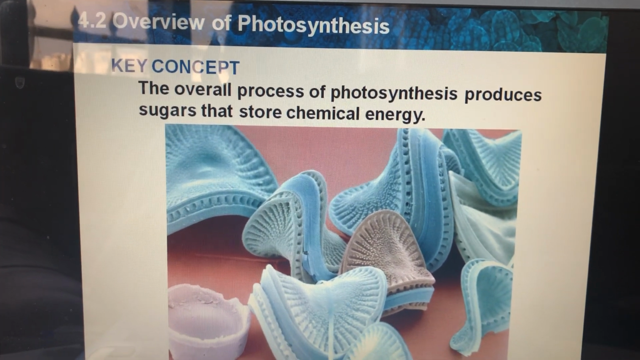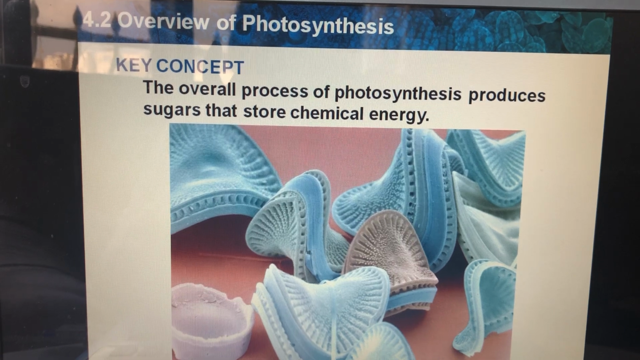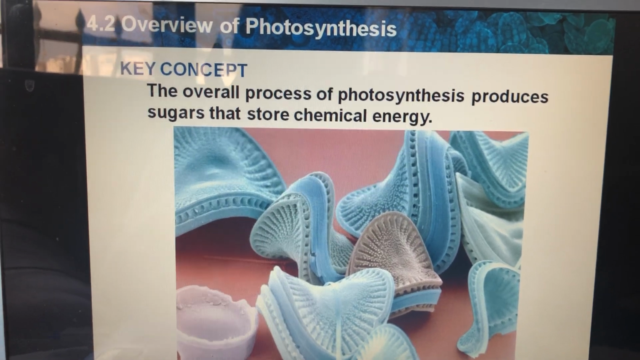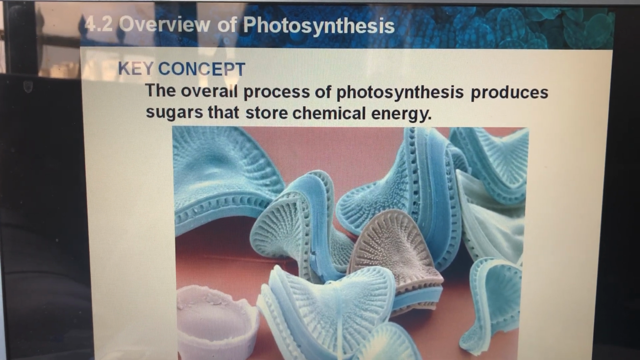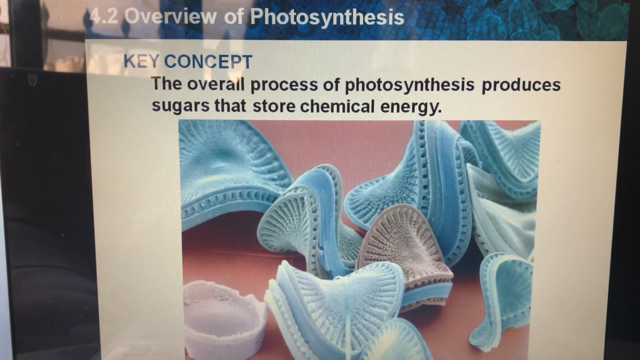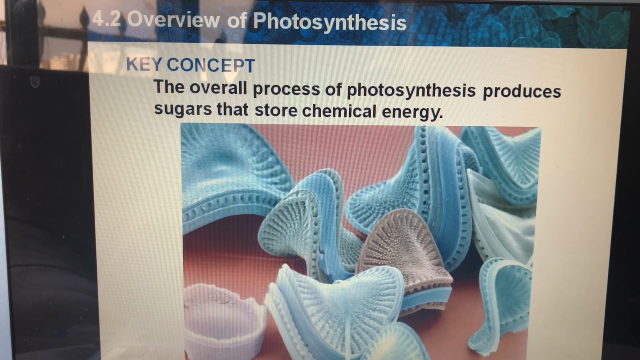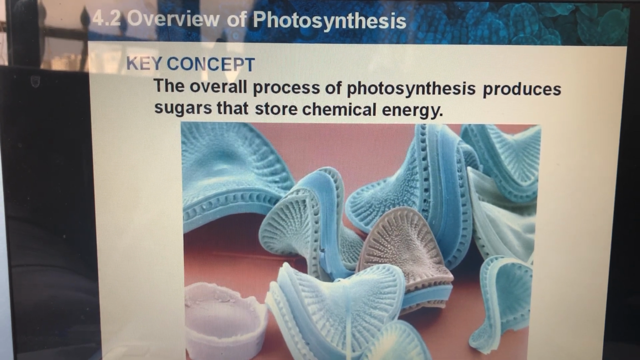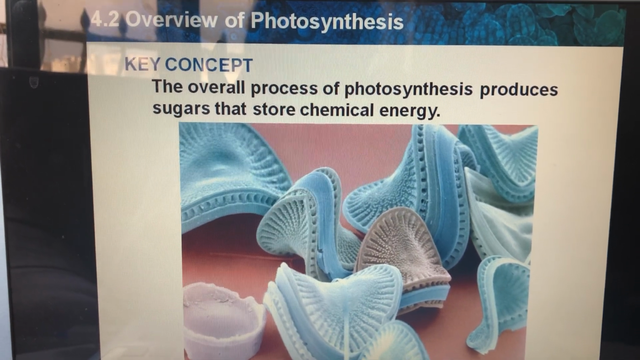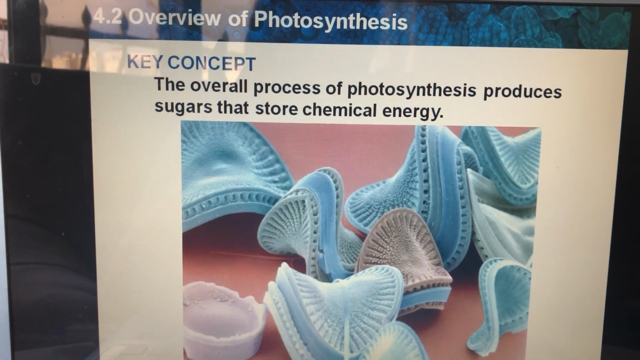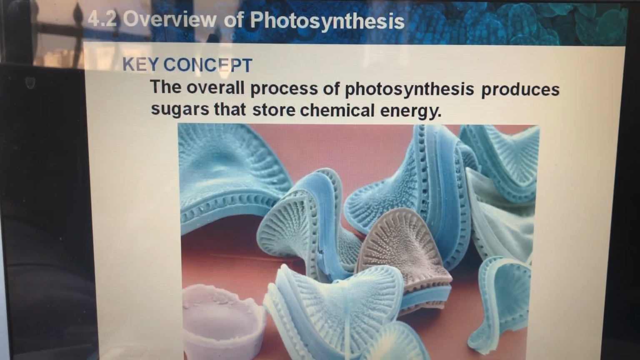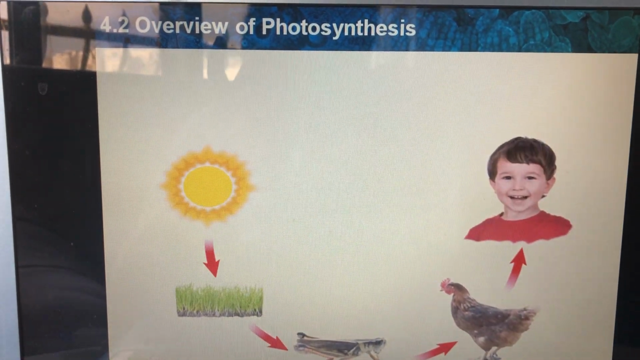The key concept of our lesson is that the overall process of photosynthesis produces sugars that store chemical energy, which means photosynthesis is a process where plants make sugars by converting the energy from the sun to chemical energy stored in the sugar they produce.